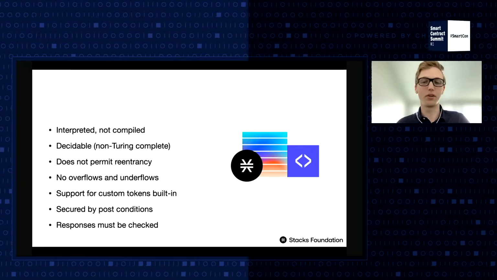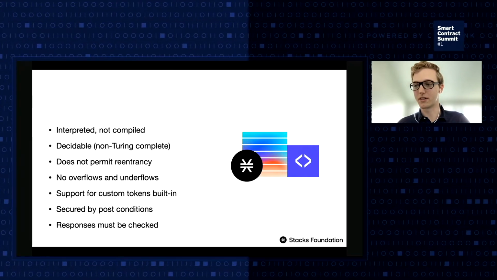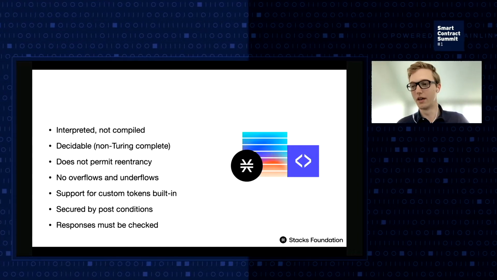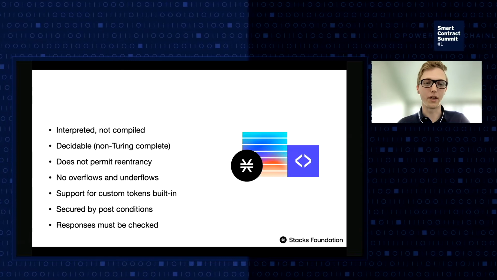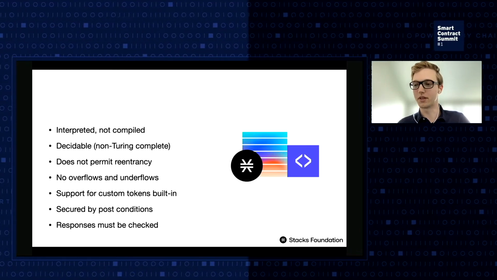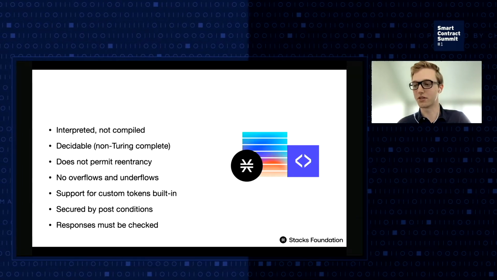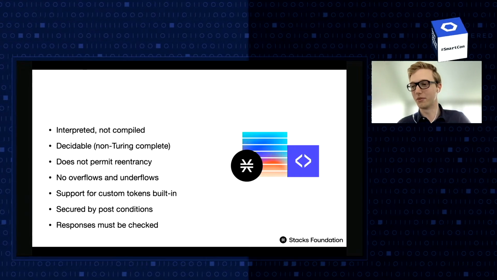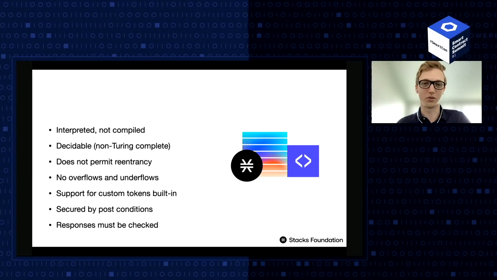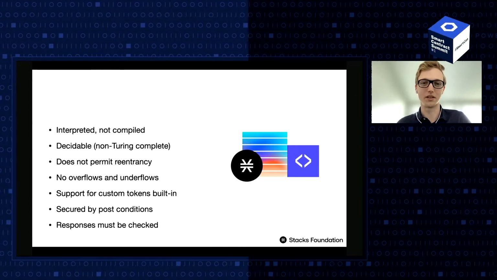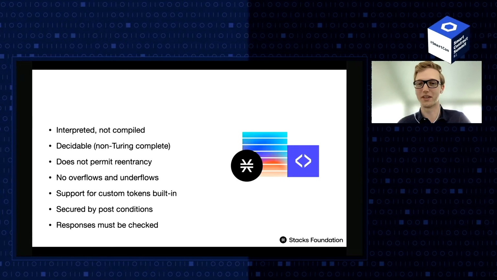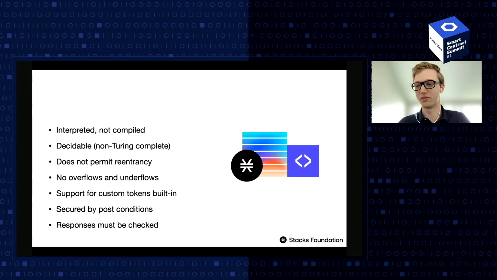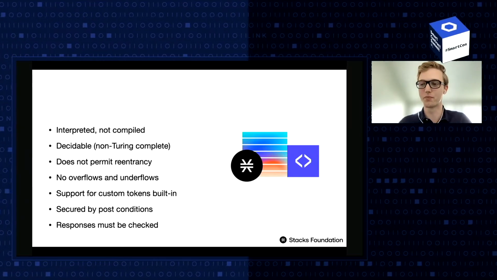Clarity is also decidable, non-Turing complete. This gives us static analysis, so we know exactly what the most expensive execution path is going to be. Clarity also does not permit re-entrancy. When Clarity was designed, it was concluded that re-entrancy is really an anti-feature. What is a good reason to have the sort of re-entrancy that you've seen on different chains that leads to all sorts of exploits and things? You all know about it. So Clarity does not allow re-entrancy in any shape or form. If this is attempted, then the transaction is automatically aborted.